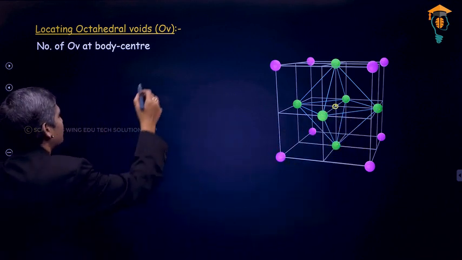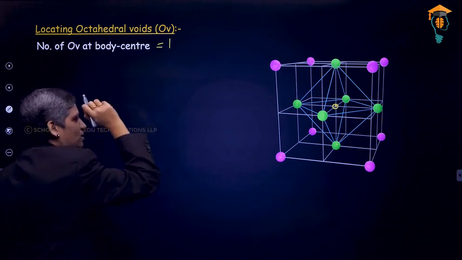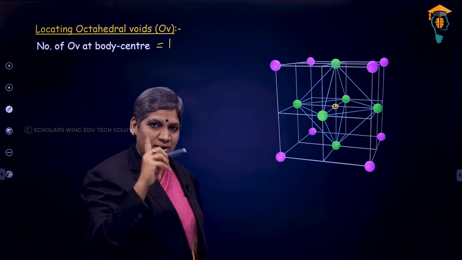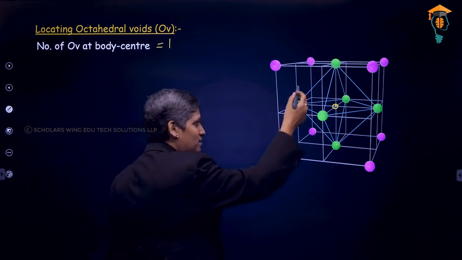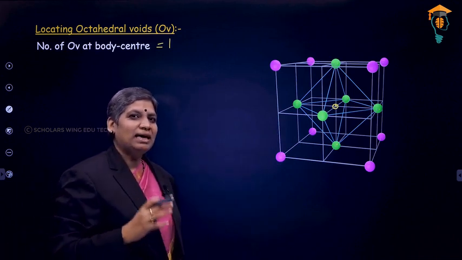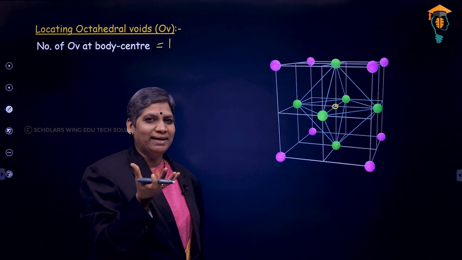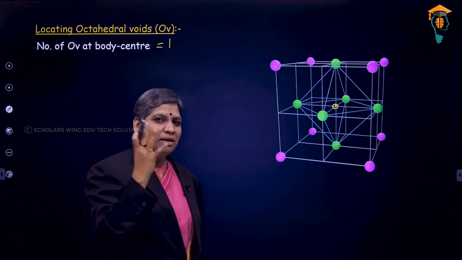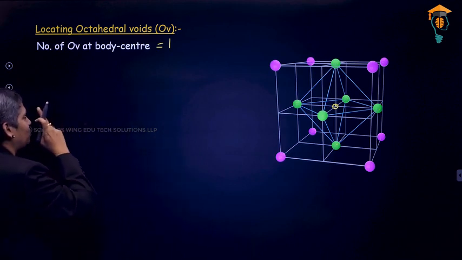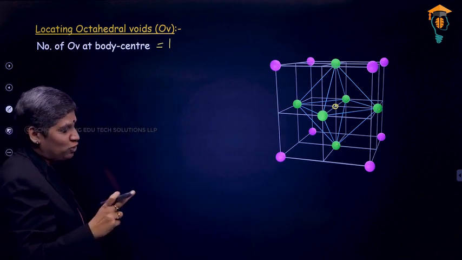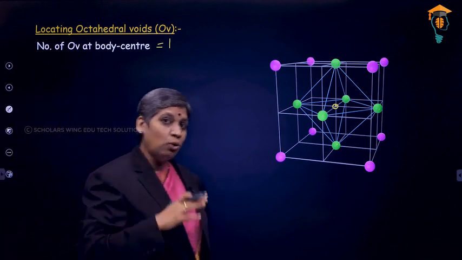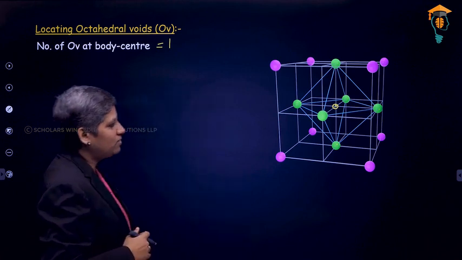It should be 1. Why? Because the body center exclusively belongs to one unit cell, and there is one octahedral void around that body center position. Therefore, the entire octahedral void belongs completely to one unit cell only. Therefore, number of octahedral voids due to body center position is 1. Okay. Now, I told you they are present also at the edge center. So, let us now try to find out.